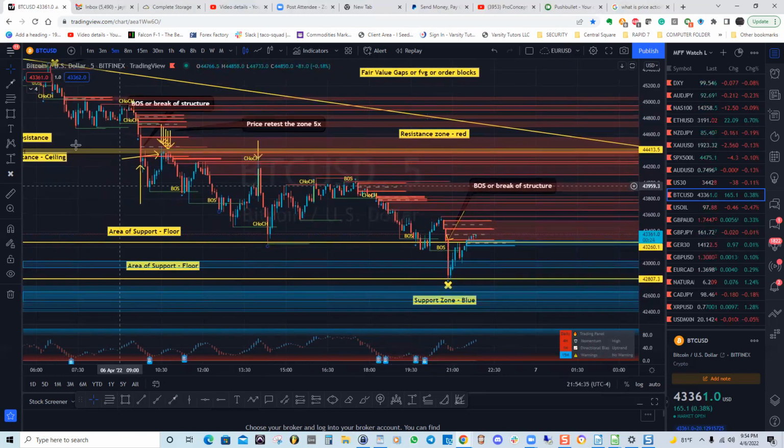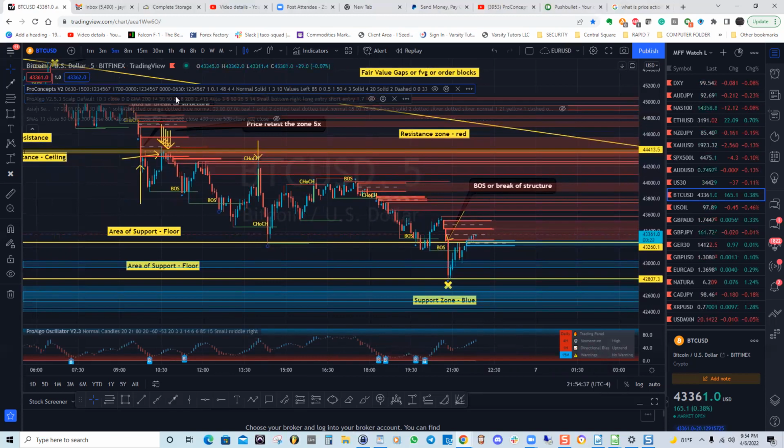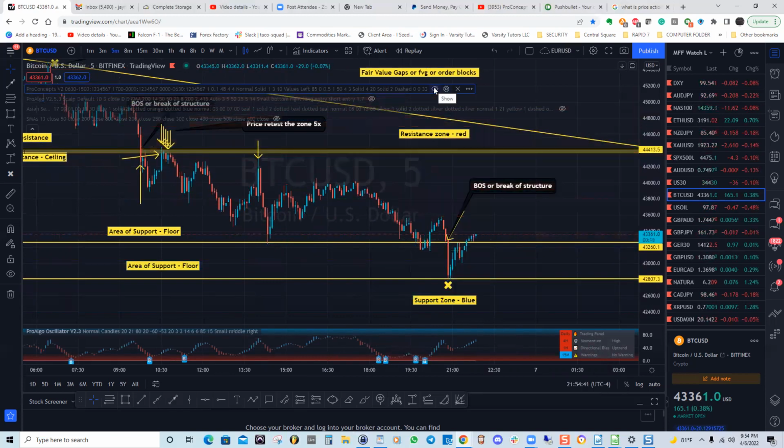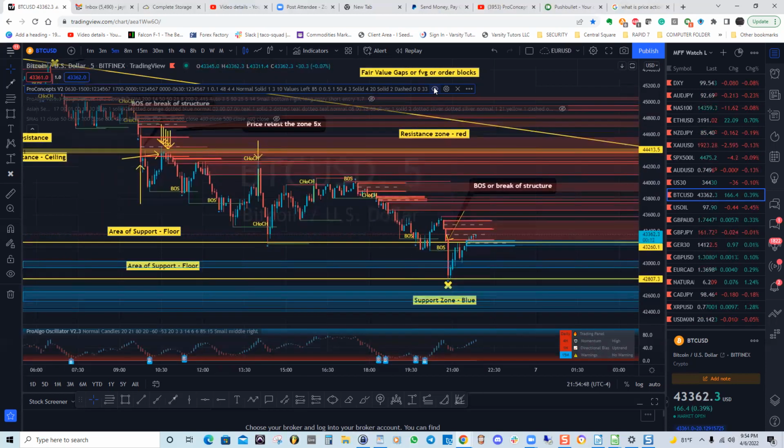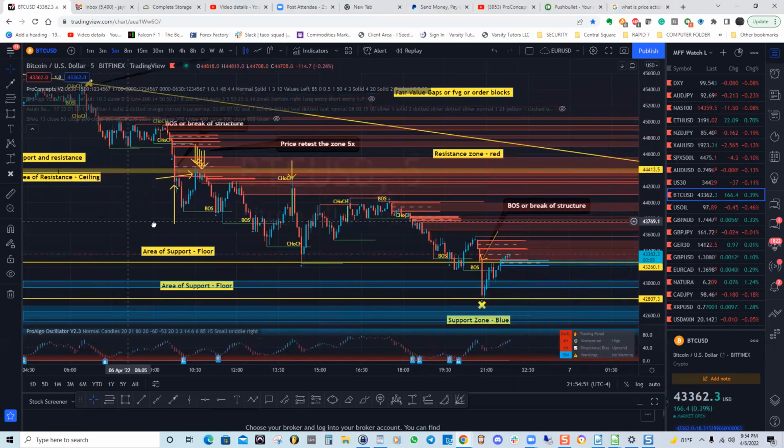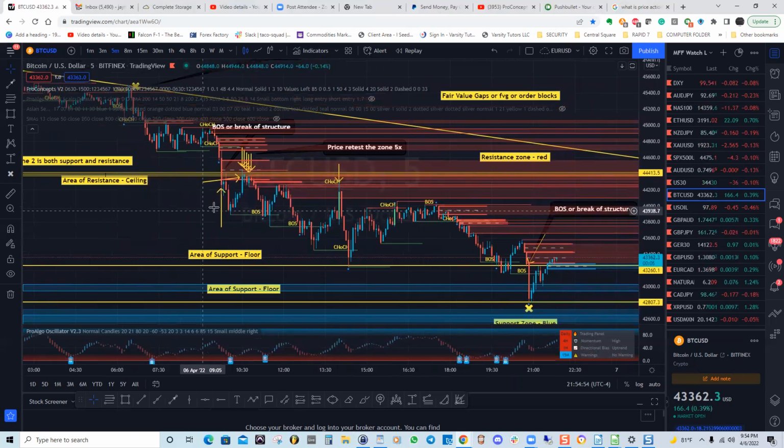So this matches up. Let me take the indicator off for a second so you can see what I'm talking about. I'm going to hide the indicator. Now we have the support zone blue and the red. And look, I put the indicator back on and look how perfectly it matches up. Now let's look at this here. You see this area here was where price retested the zone 5 times. And you also see the rejection here.